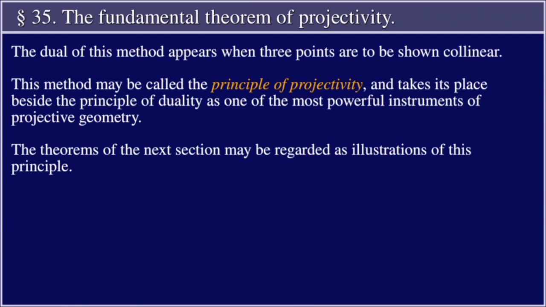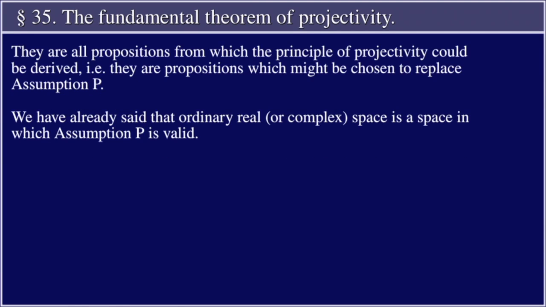The dual of this method appears when 3 points are to be shown collinear. This method may be called the principle of projectivity, and it takes its place beside the principle of duality as one of the most powerful instruments of projective geometry. The theorems of the next section may be regarded as illustrations of this principle. They are all propositions from which the principle of projectivity could be derived, i.e., they are propositions which might be chosen to replace assumption P.